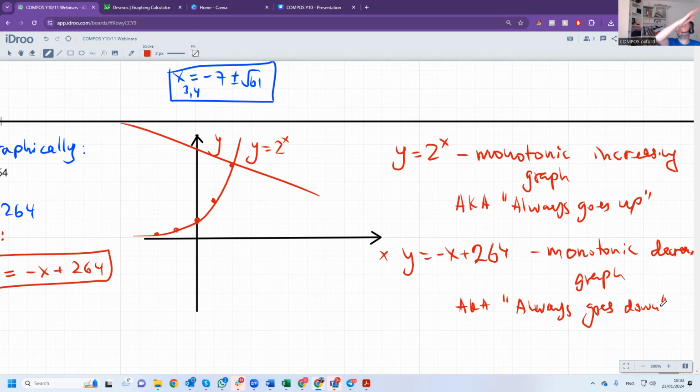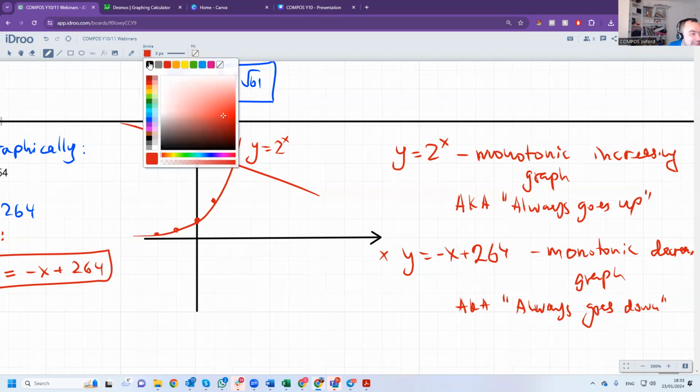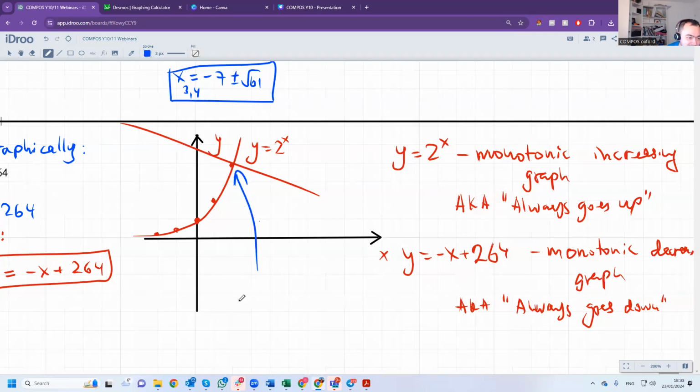So it always goes up like this, yeah? So y equals 2 to the power x always goes up, and the other one always goes down. So if they meet, they can only meet once. There can only be one solution, because they can only meet once.